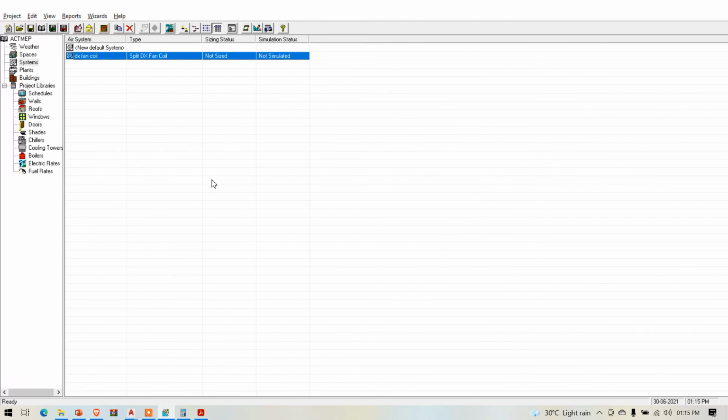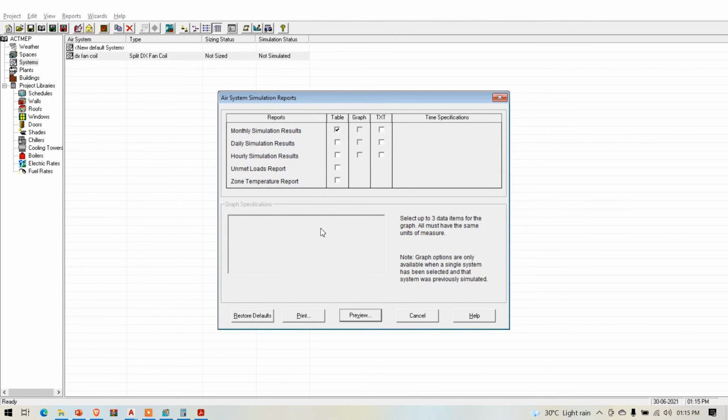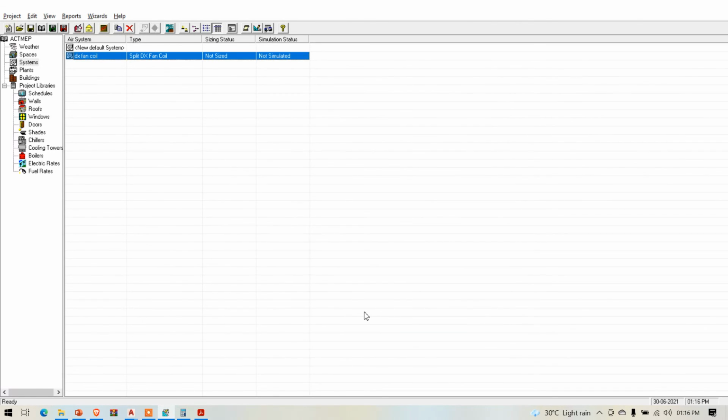So if you want to know the total TR of the 3 rooms, right click, print and view simulation results. So what are the things you require? Just select it and give a preview.